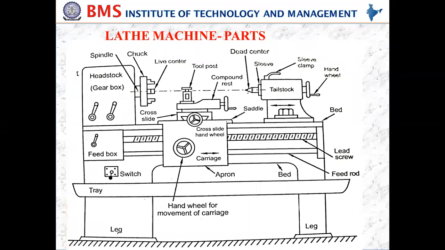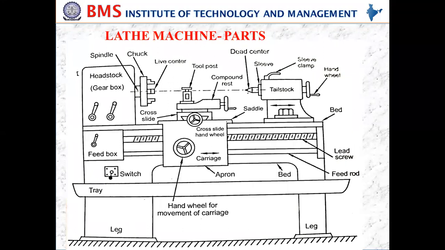And feed rod. See here, this is called a feed rod. This feed rod is used to give the automatic feed to the carriage for various operations. Except thread cutting, like boring, turning, and all, we can use the carriage automatic feed.